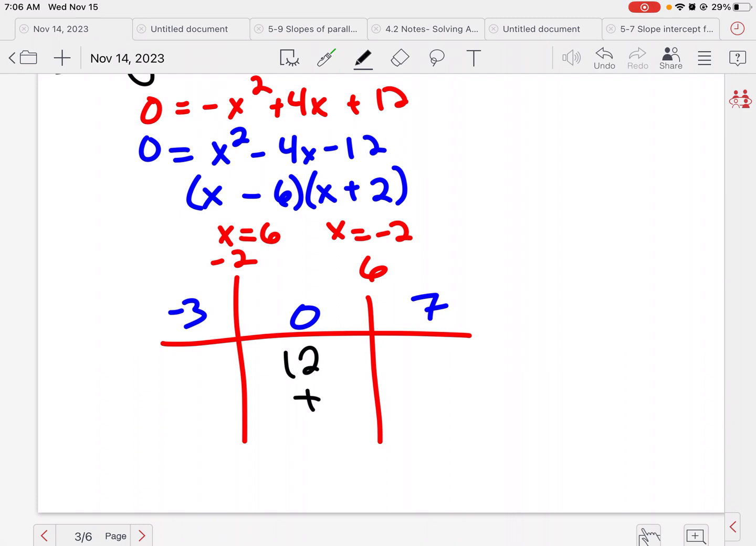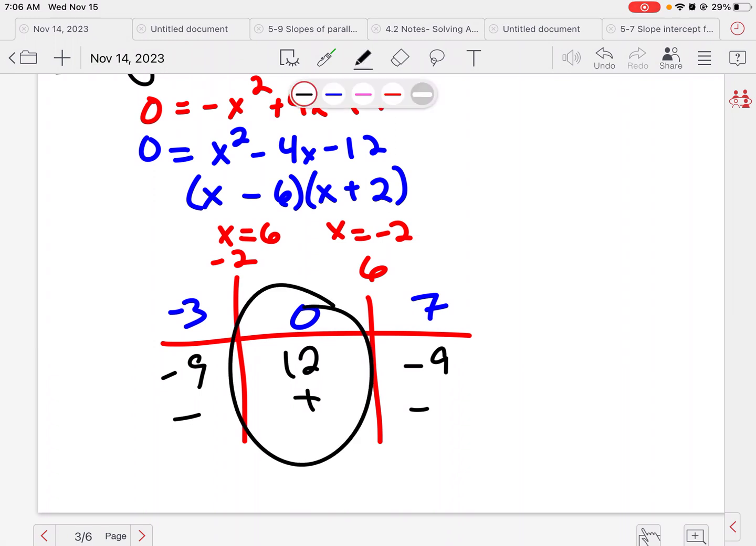If I do the negative 3, so negative 3 squared plus 4 times negative 3 plus 12 would be negative 9, so that's negative. And if I do that with 7, that's also negative 9, so this would be negative. So it's positive between negative 2 and 6. So my positivity is between negative 2 and 6.